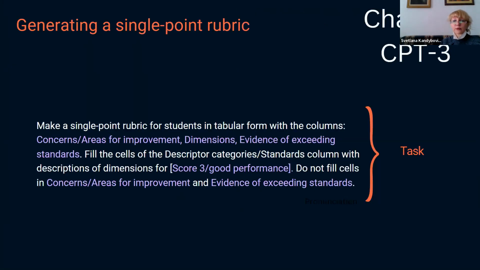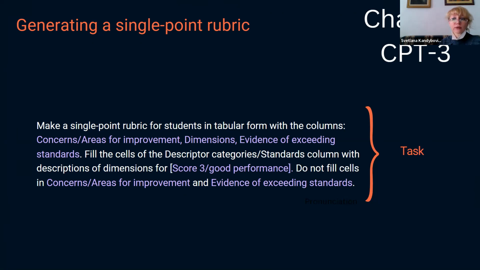And the next type of rubric is the single point rubric. This time you ask ChatGPT to make a single point rubric for students in tabular form with the columns. Then again, you give the titles of columns that you think are relevant for you: concerns or areas for improvement, dimensions, evidence of exceeding standards. And then fill the cells of the descriptor categories standards column with descriptions of dimensions. And then for a particular score, usually that's the good level of performance.